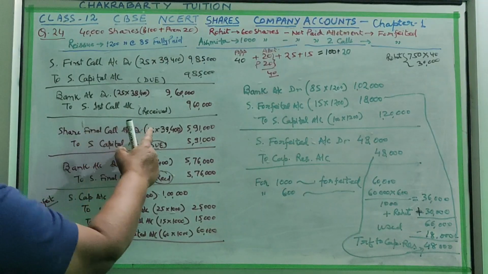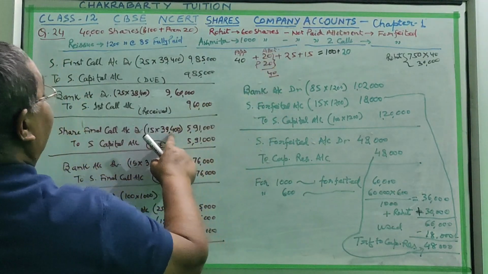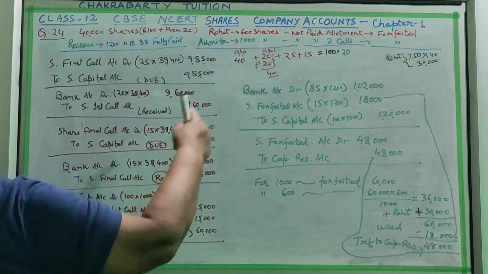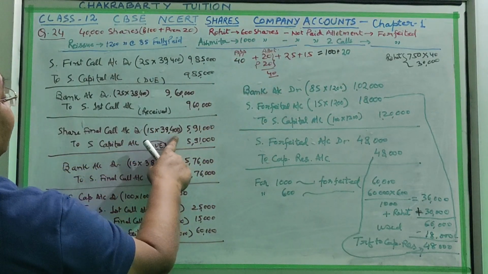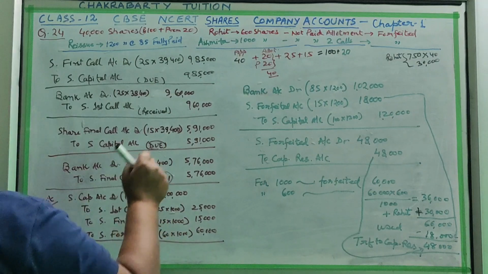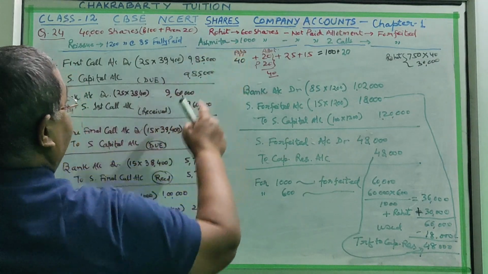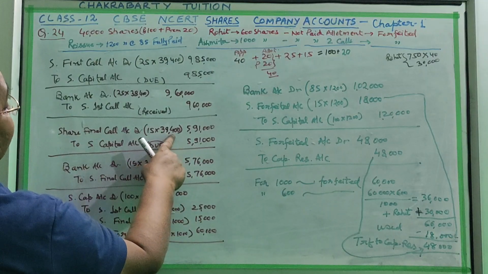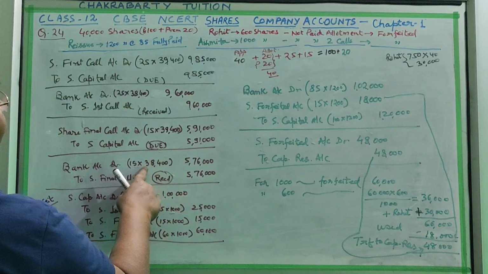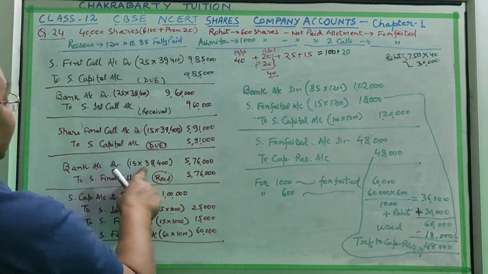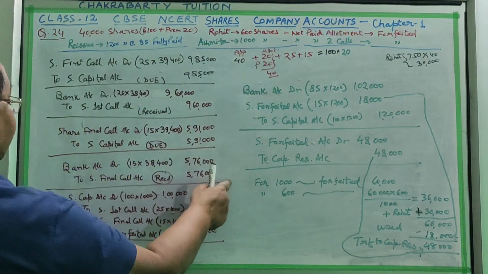Final call due is 15 rupees at the rate of how much here? 40,000 minus 600 already forfeited. So 39,400 shares it will be due. But when receiving the money, this Asmita will not pay. So how many will pay? 38,400 will pay. Out of 39,400, 1,000 Asmita shares we have reduced. So 15 rupees you will receive on 38,400 shares. This much you will receive.